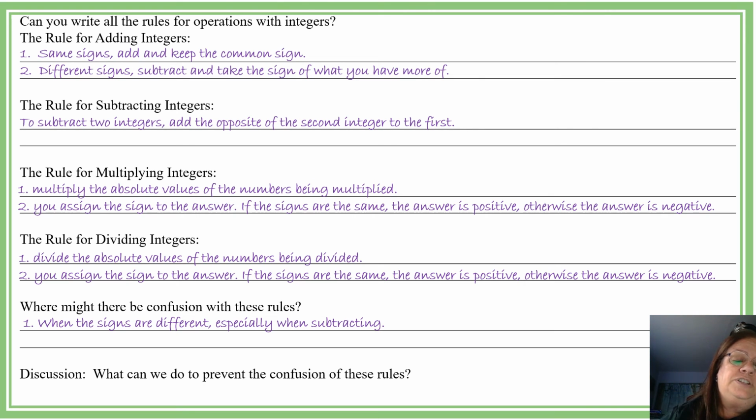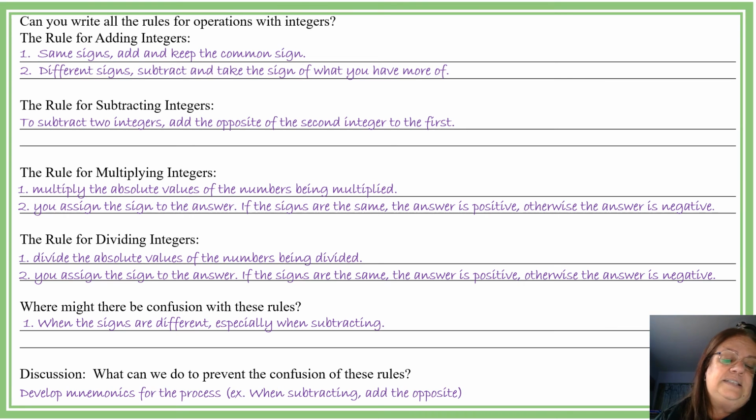All right, what can we do to prevent the confusion of these rules? I said develop mnemonics for the process. Example, when subtracting, add the opposite. We did a couple of them already. Same sign positive, different sign negative. Those are types of mnemonics. Memory tricks is what mnemonics are. All right, so let's move on.